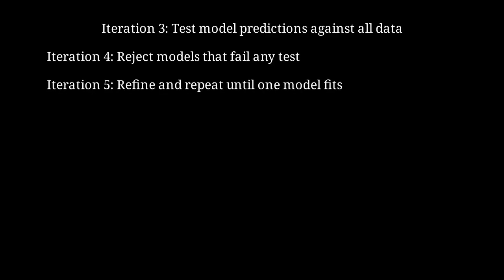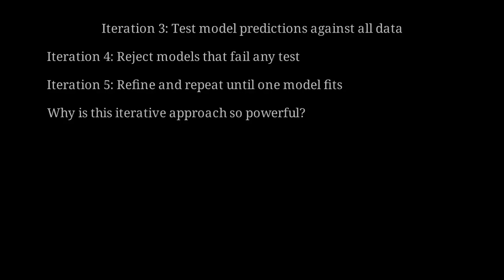Step 4. Rigorously reject any model that contradicts even one piece of reliable experimental data. Step 5. Refine the model and repeat the process until you find a structure that explains all data with no contradictions. Why is this iterative approach so powerful? Because it minimizes the role of bias and speculation. Models that do not match reality are systematically eliminated, leaving only those that truly reflect nature.